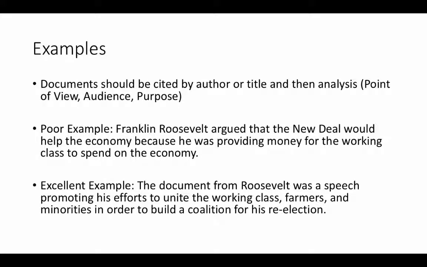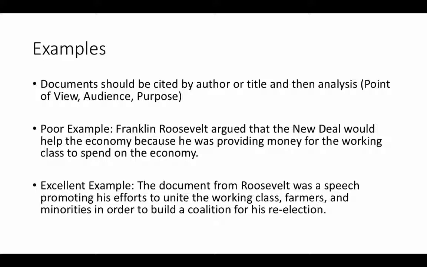So here are some examples that I would suggest. The way that I do this with my students is I have them cite by author or title and then do their analysis. So a poor example, Franklin Roosevelt argued the New Deal would help the economy because he was providing money for the working class to spend on the economy. Not only is this sort of a repetitive statement, but on top of that, it's pretty straightforward to what a document would say. Here's the analysis we want to give off of that.